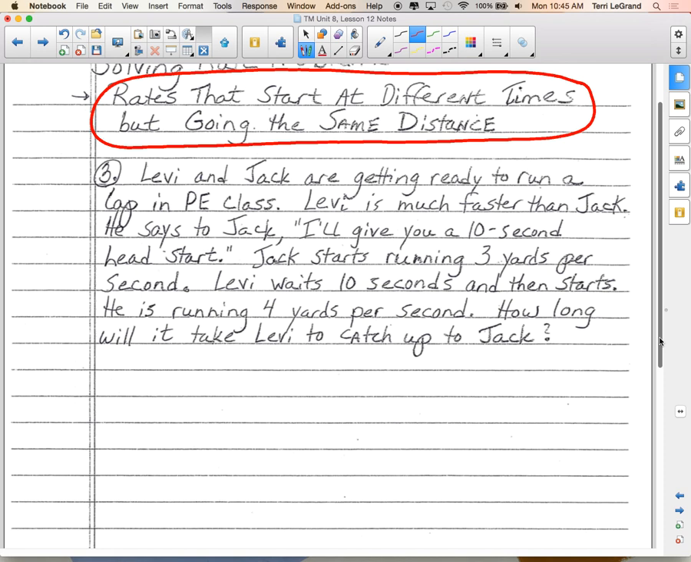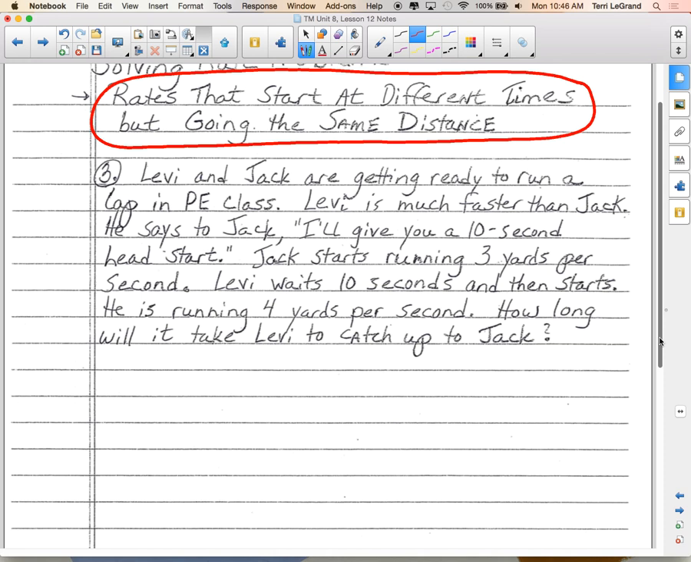Levi and Jack are getting ready to run a lap in PE class. Levi is much faster than Jack. He says to Jack, I'll give you a 10-second head start. So Jack starts running 3 yards per second. Levi waits for 10 seconds and then starts, because he told me to give him that 10-second head start, right? He is running 4 yards per second, because remember, he's faster. How long will it take Levi to catch up to Jack?